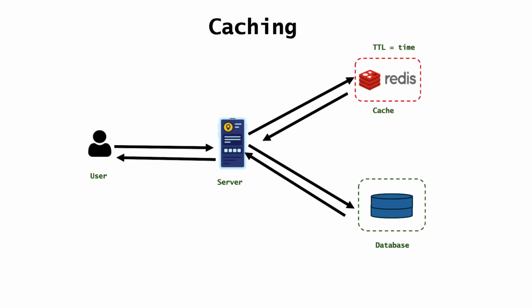But cached data can't live forever. What if the underlying data changes? That's where TTL, time to live, comes in. TTL defines how long an item should stay in the cache before it expires.